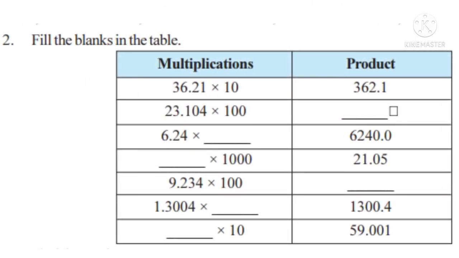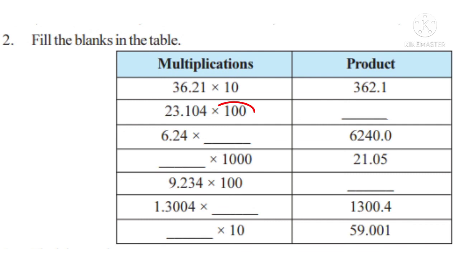Fill the blanks in the table. In the table, left side are multiplications, right side are product. So let us take first one. 36.21 into 10. Observe that there is only one zero in 10. So the decimal place should shift right side after one digit, that is from left side of 2 to right side of 2. So 362.1. Now second one.